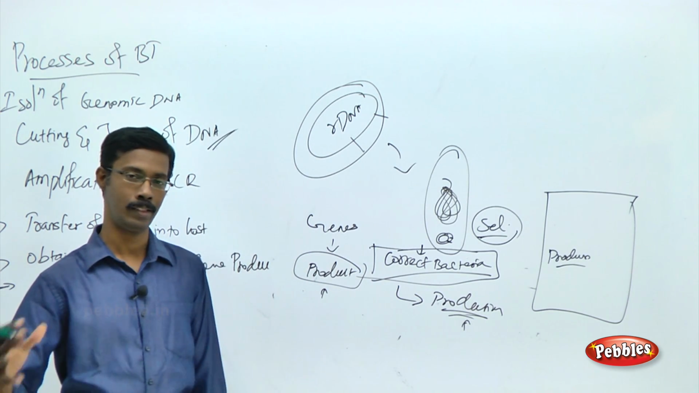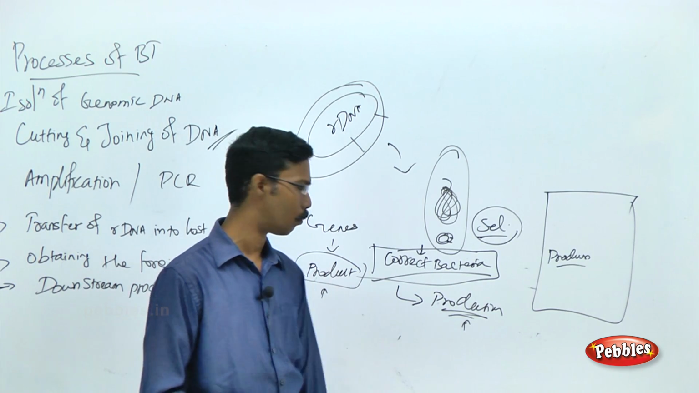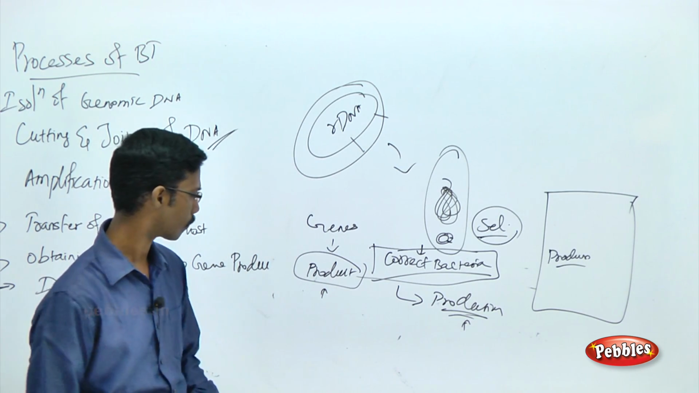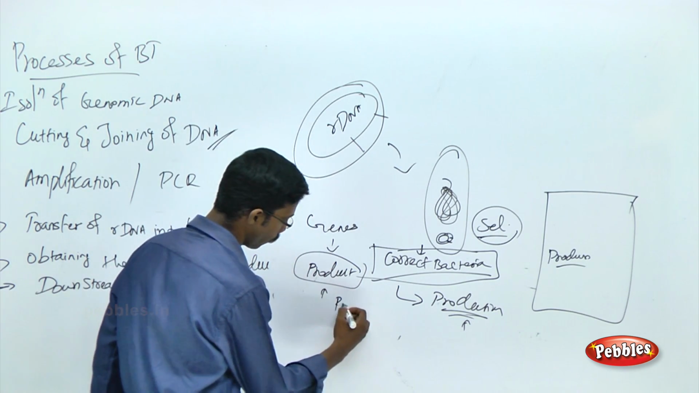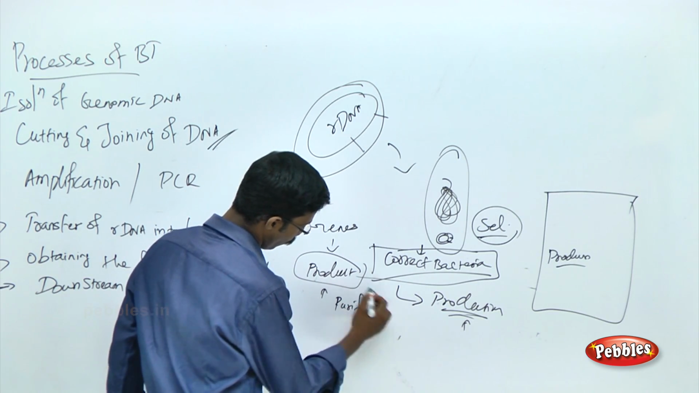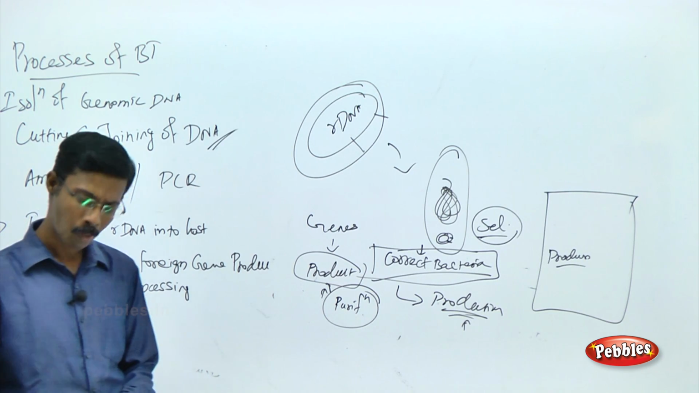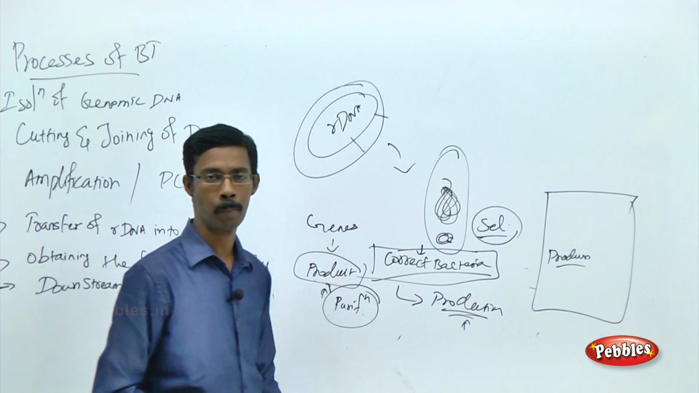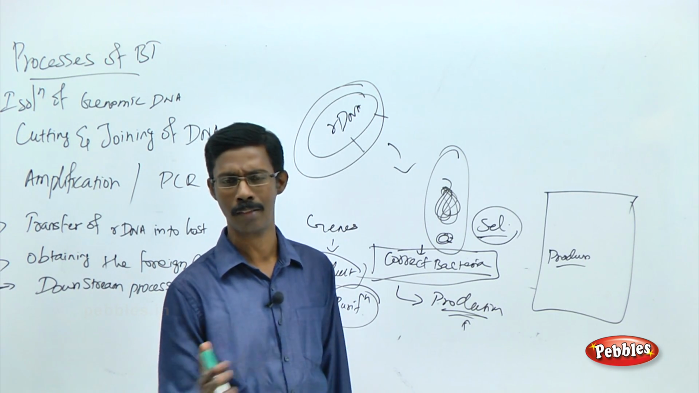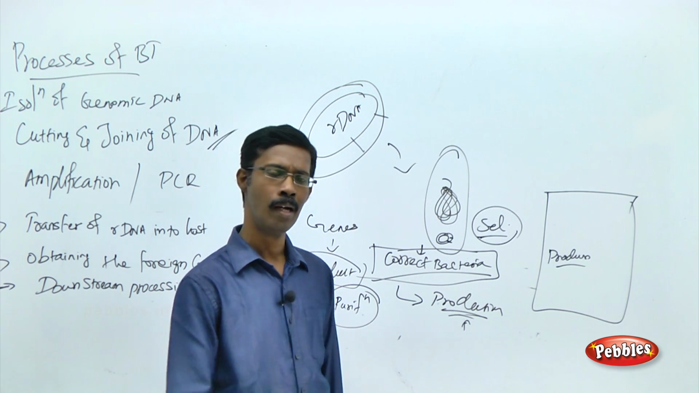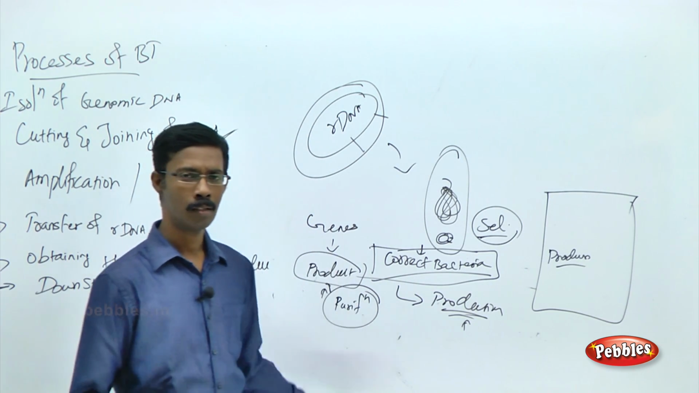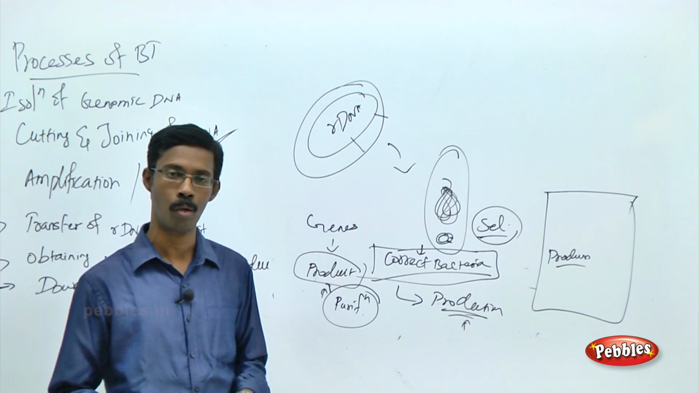The final stage, the downstream process. So what do you mean by downstream process? The purification of the product, purification of the particular product from the mixture. Okay, so what are all the things you have to consider in the downstream process? We are going to discuss the details of the downstream process in future classes, but the major steps involved are as follows.